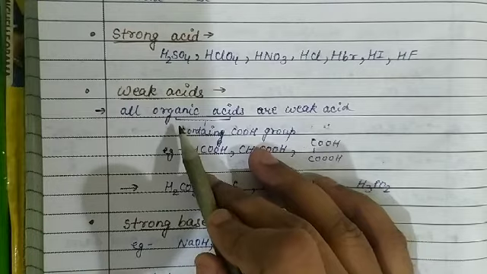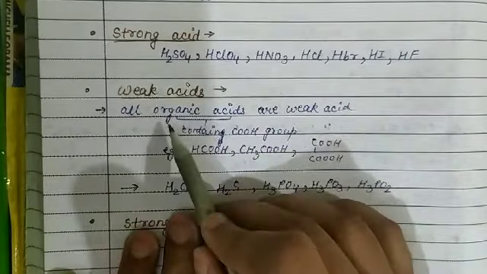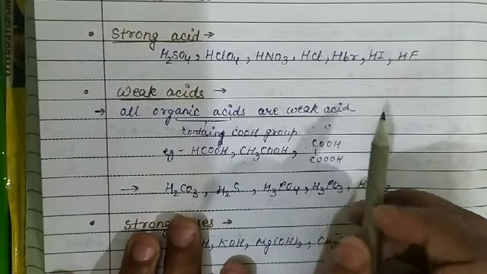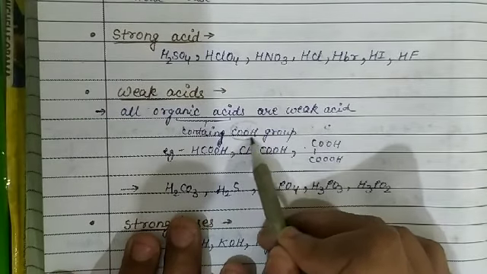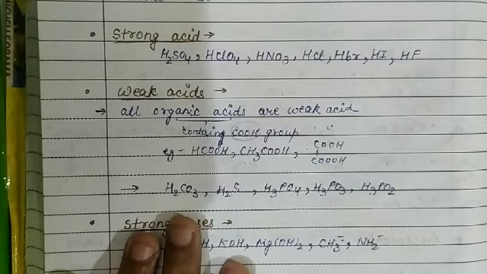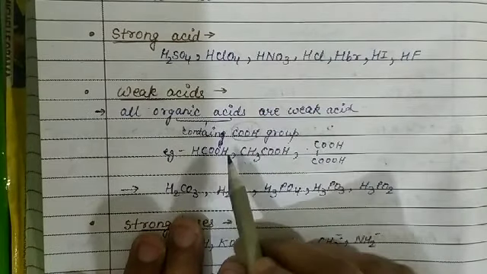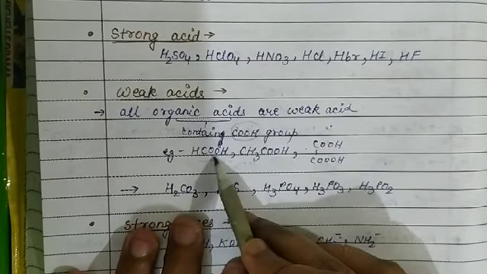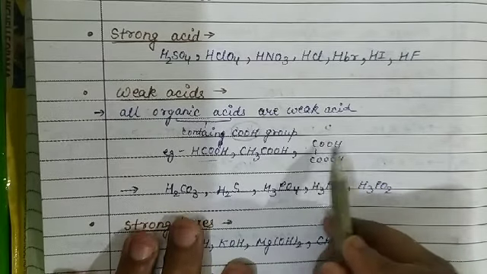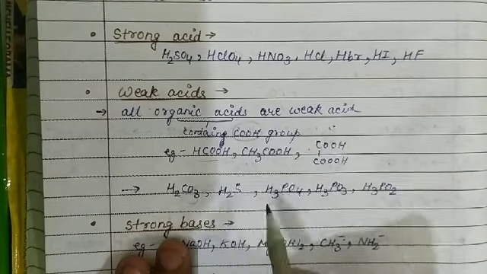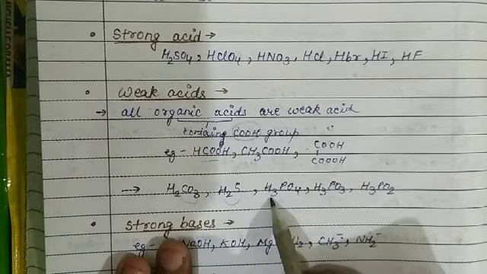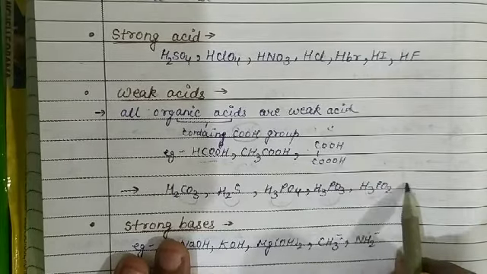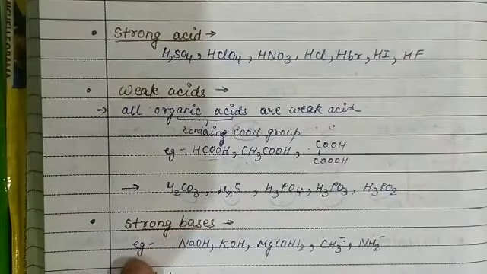Now we will see weak acids. What are weak acids? Organic acids are weak acids. So all organic acids are weak acids. For example, those containing a carboxylic group, COOH group. For example, HCOOH, CH3COOH: methanoic acid, ethanoic acid, oxalic acid. Also carbonic acid, hydrogen sulfide, H3PO4, H3PO3, H3PO2. These also come under the category of weak acids.